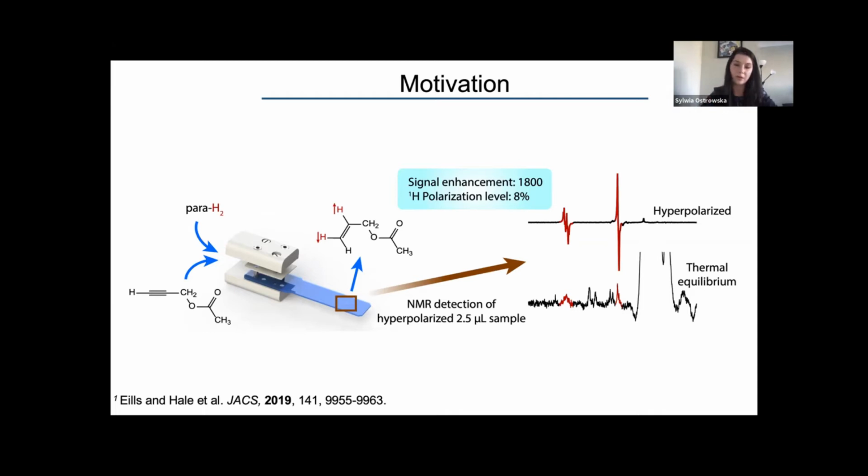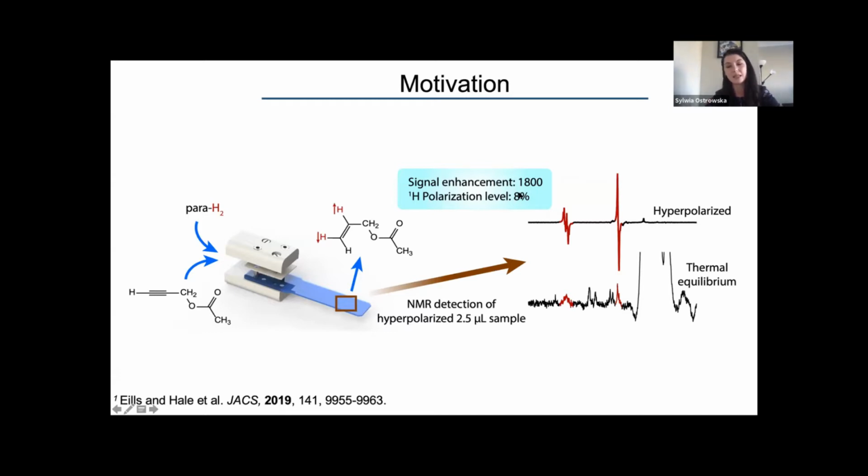And since biochemical reactions occur at very low concentrations, we need to incorporate hyperpolarization methods with our devices to boost the signal. And recently our group presented the integration of para-hydrogen-induced polarization with our devices, and what it yielded was a continuous stream of hyperpolarized material with a picomole mass sensitivity. We used 50% para-enriched hydrogen, and we obtained a signal enhancement of 1800, and that equated to a proton polarization of 8%.